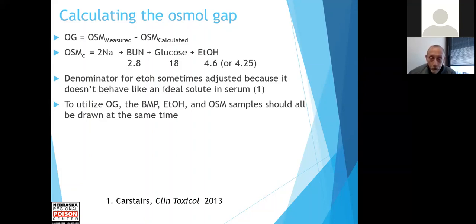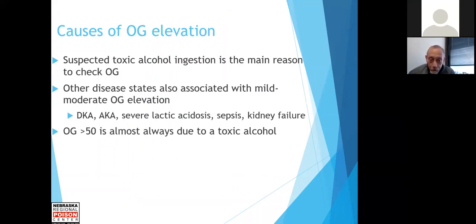But the BUN, glucose, and ethanol are reported in milligrams per deciliter, at least in the United States. And then you've got to change that over. There's some debate as to the proper denominator for ethanol. I won't go into that in detail now. So you get that, and you come up with some number called the osmol gap, when you subtract what you calculate osmolality should be from what the lab actually measures. So you get an osmol gap.